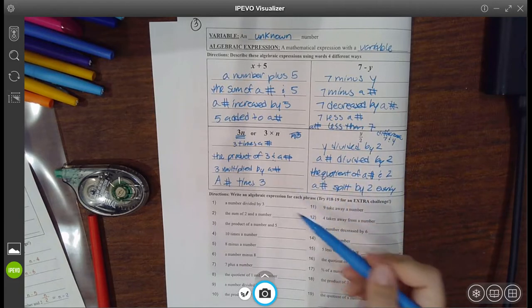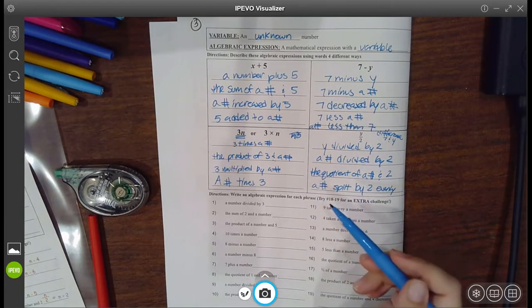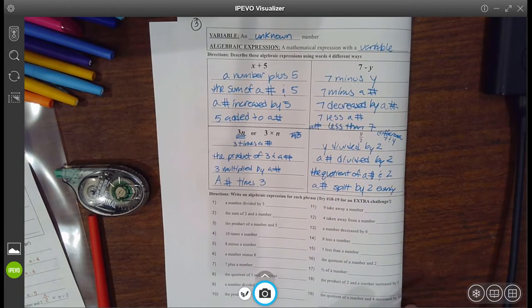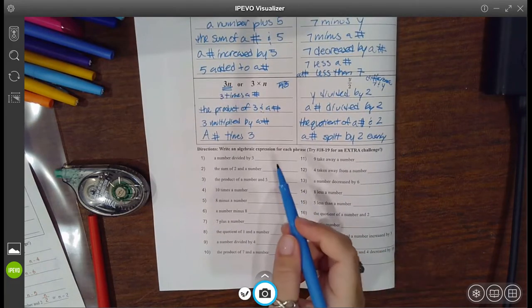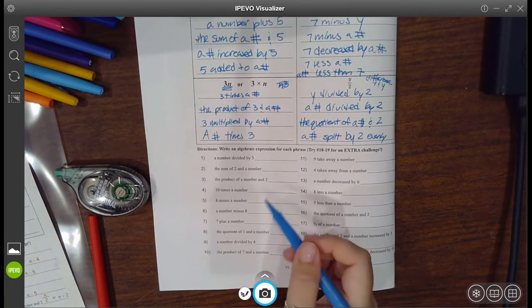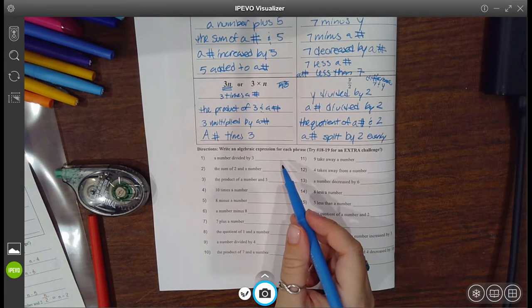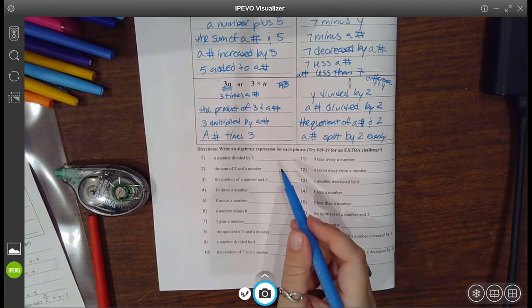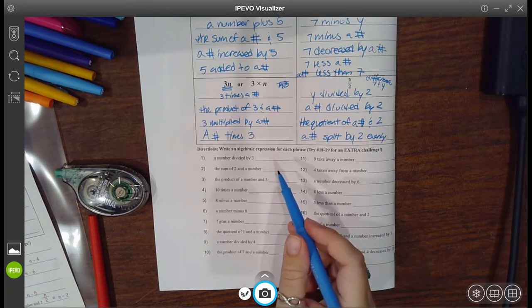Hopefully that gave you a little bit of practice coming up with word phrases. Now, can you do the opposite of that? If they give you a word phrase, can you try to write the algebraic or numerical expression? Okay. Why don't you go ahead and pause and try all these and then unpause it and come back and let's see how many you get right.